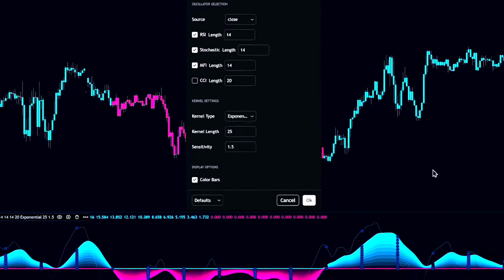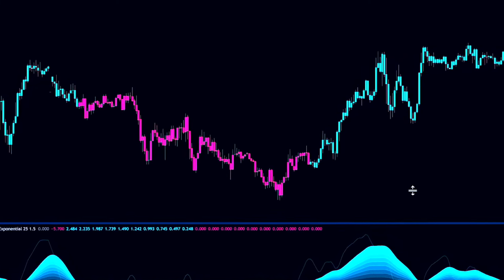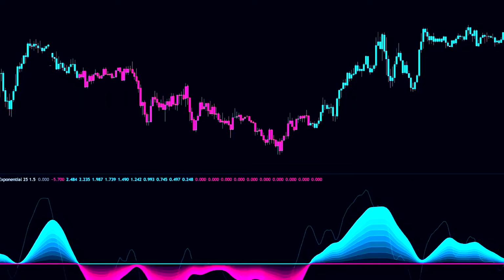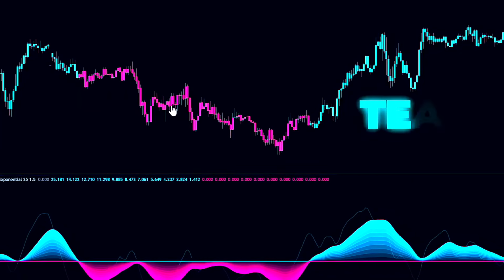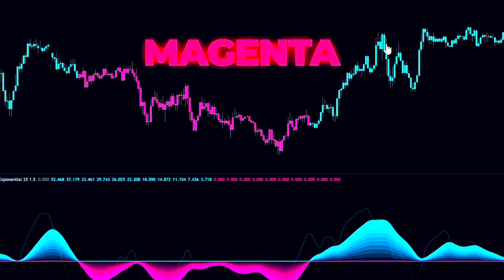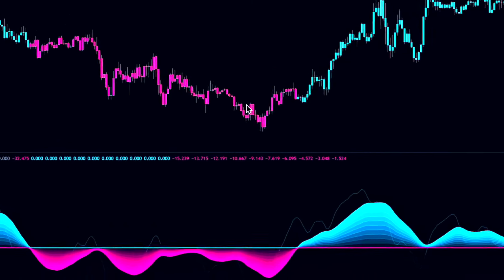So what's on your screen? First thing you'll notice is the indicator gives your price candles a makeover, switching them between a bright teal and a bold magenta based on the oscillator's momentum signals.